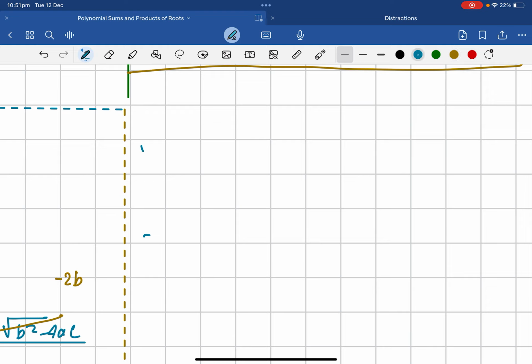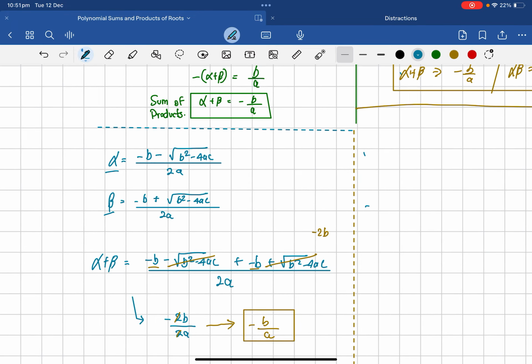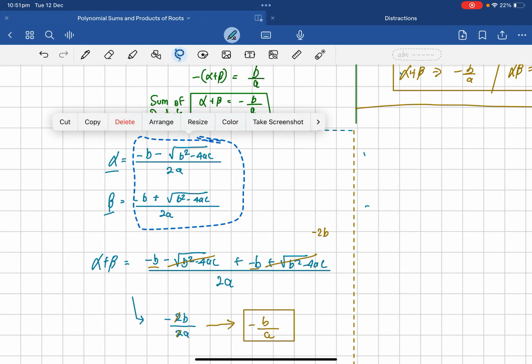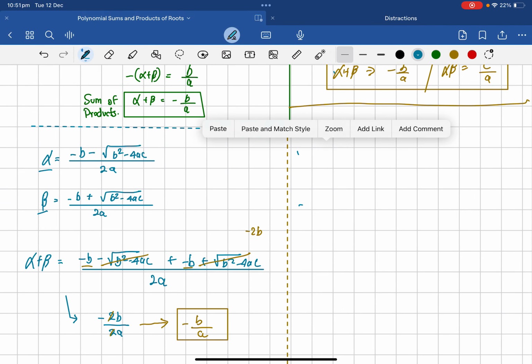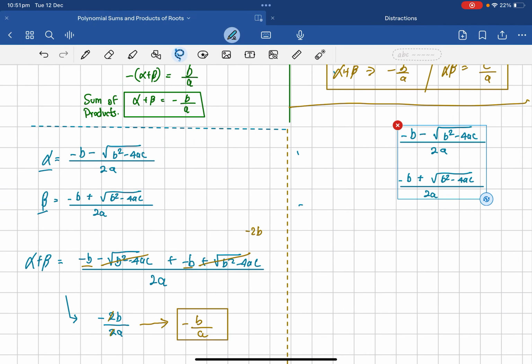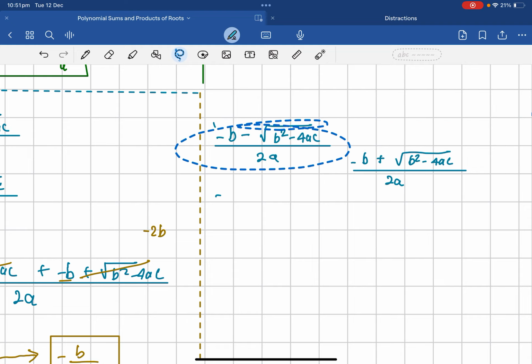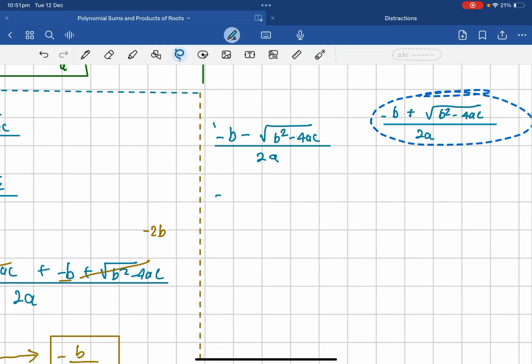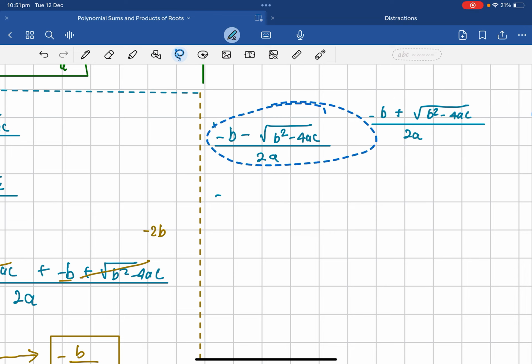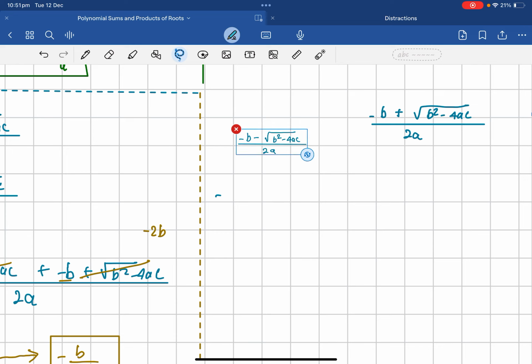Now let's look at the proof for alpha beta, why it's equal to c on a. Well, take alpha and beta, they're your same roots. I'm just going to borrow them here actually. Let's go ahead and copy and paste. So alpha plus beta. Resize. Sorry for this inconvenience, guys.